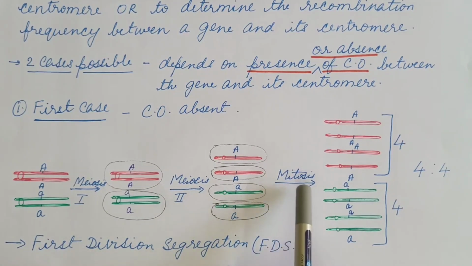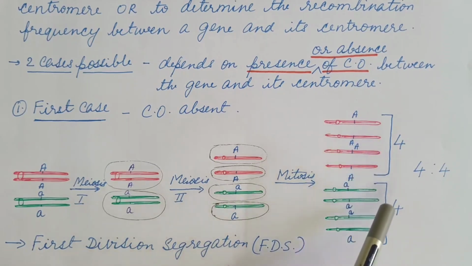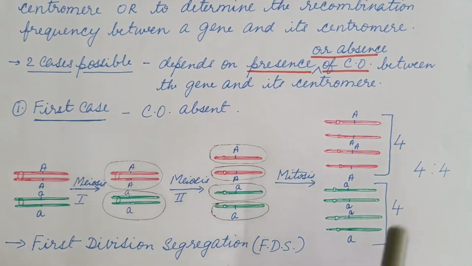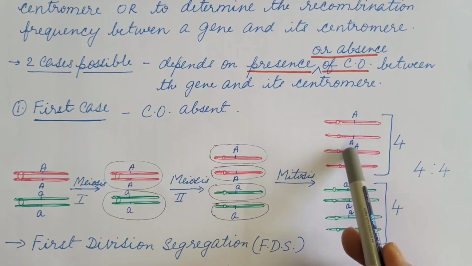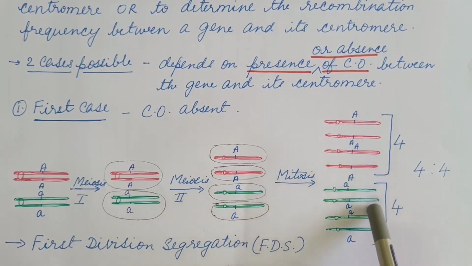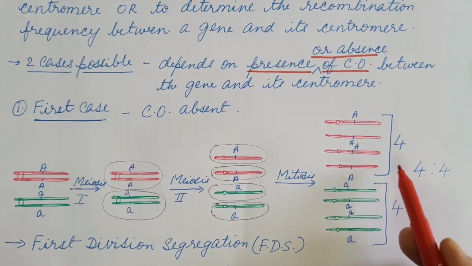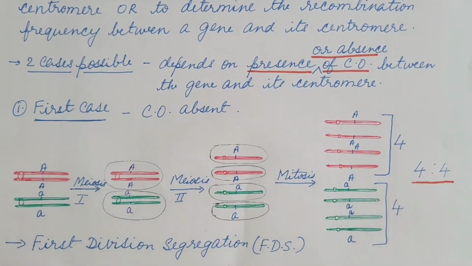This is then followed by mitosis and we get 8 haploid cells that are linearly arranged. This is also known as octad. Here the 4 haploid cells containing capital A allele are adjacent to the 4 haploid cells containing small a allele. So the ratio of the haploid cells containing the capital A allele and small a allele is 4:4.